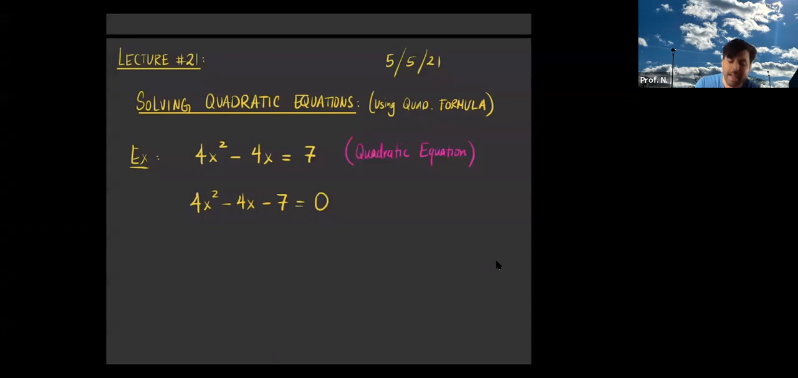And now look what form I have it in. What's the form? The form is ax squared plus bx plus c equals 0. So I can say the following. My a value is in front of the x squared, which is 4. My b value, which is in front of the x term, is negative 4. And my c value, which is a constant, is negative 7. So these are the a, b, and c.